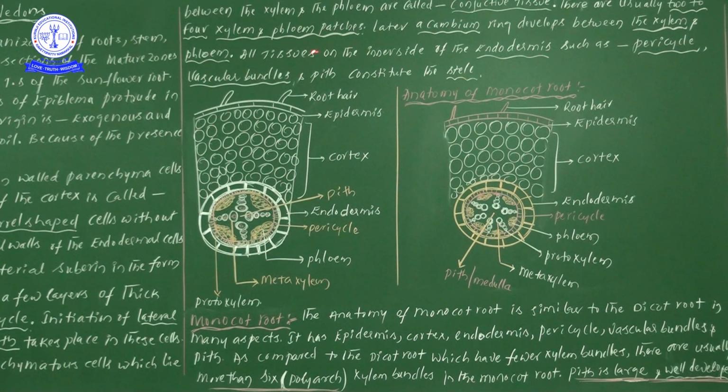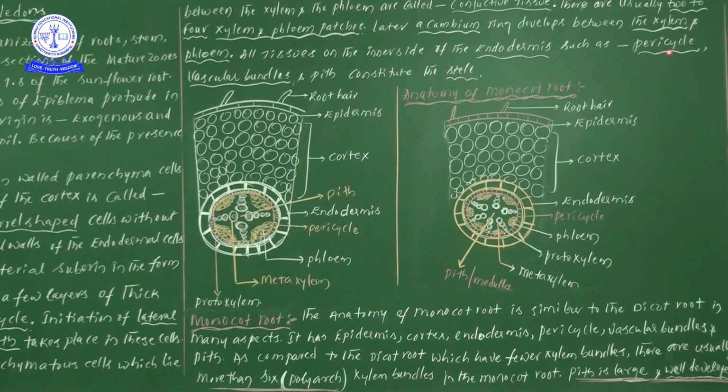Next, all tissues on the inside of the endodermis. Here this is the endodermis. What are the tissues present inside of the endodermis? All of them together we consider as the stele. The stele definitely consists of the pericycle, vascular bundles and the pith. Definitely in our examinations I will ask this. Inside of the endodermis, we take as the stele, S-T-E-L-E.